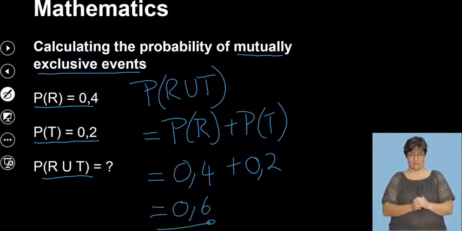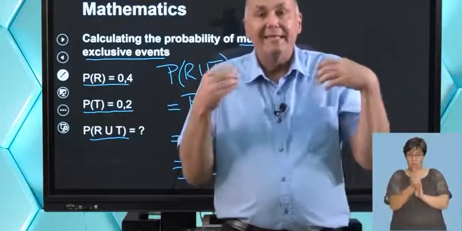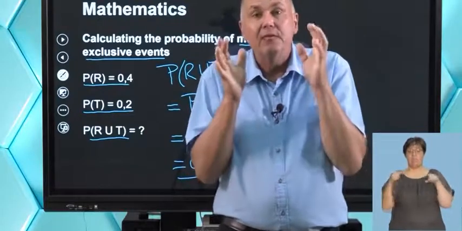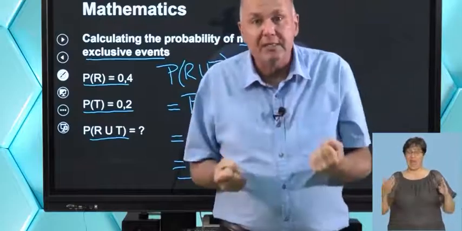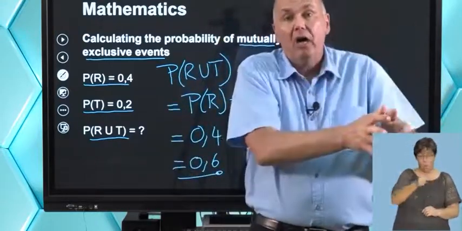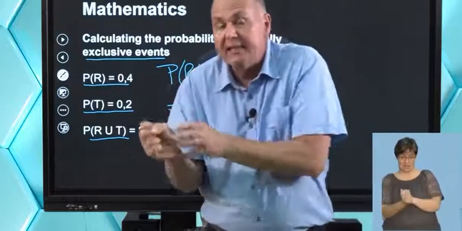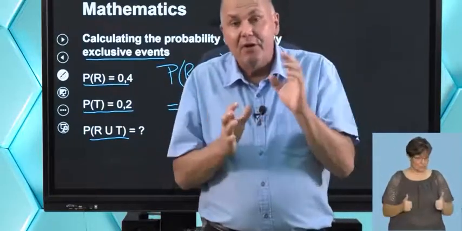Now, please remember that that law or identity applies for mutually exclusive events. When there is no intersection, the probability of R or T taking place is 0,6. Very good.